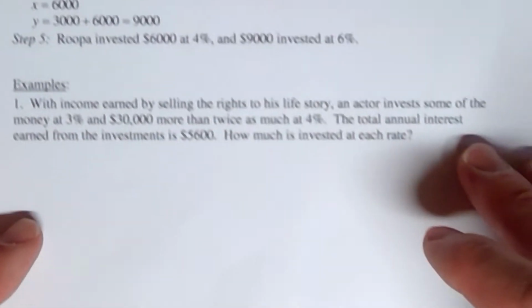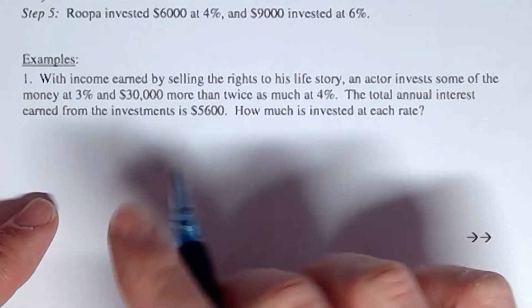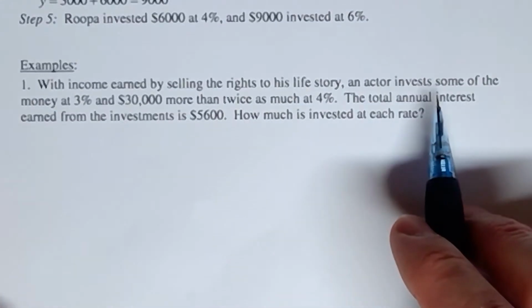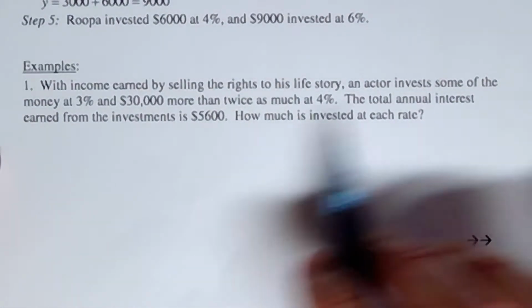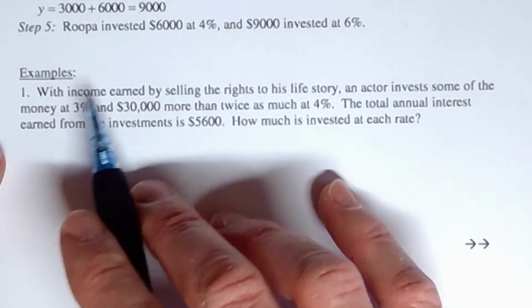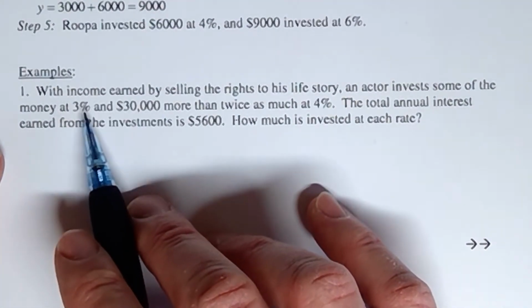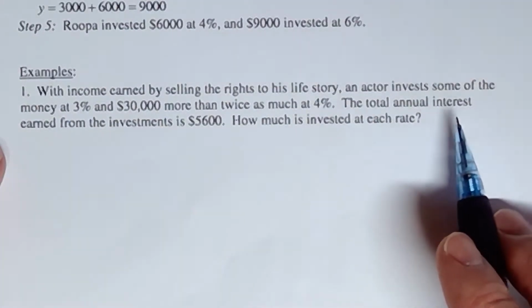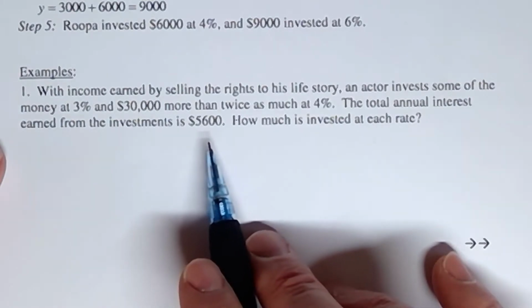All right. First one. With income earned by selling the rights to his life story, an actor invests some of his money at 3% and $30,000 more than twice as much at 4%. Okay, so you can see there's 2 different accounts going on here. He's got a 3% account and he's got a 4% account. The total annual interest earned from the investments is $5,600.